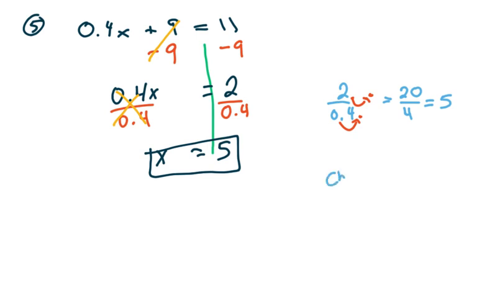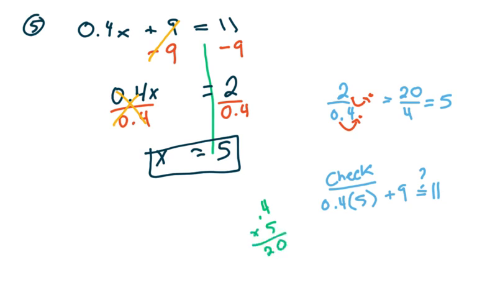And again, we could always check our answer by plugging it in. So 0.4 times 5 plus 9. We're going to see, does this equal 11? Well, 0.4 times 5. 4 times 5 is 20. And I've got 1 decimal point here, so I've got 1 decimal point. So this equals 2. So 2 plus 9 is 11.